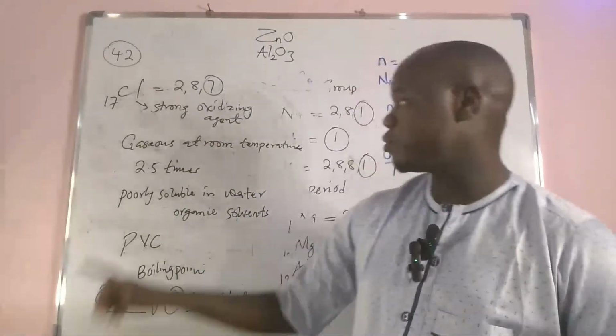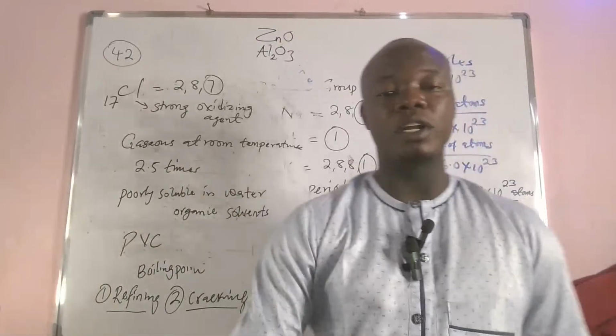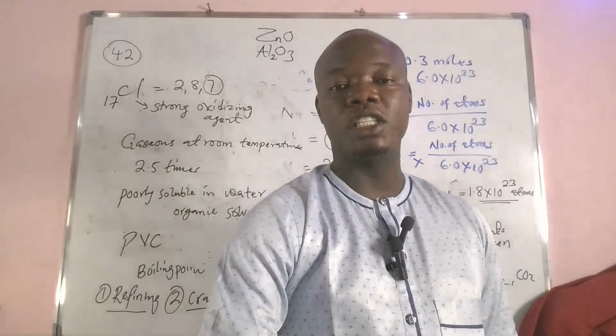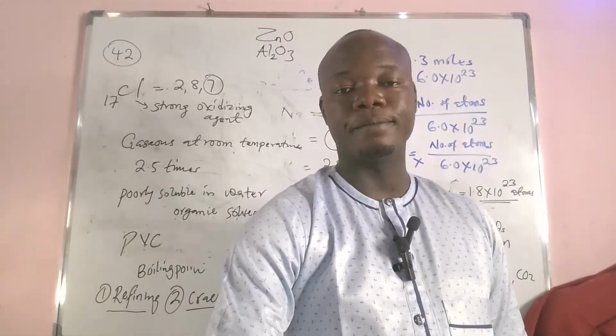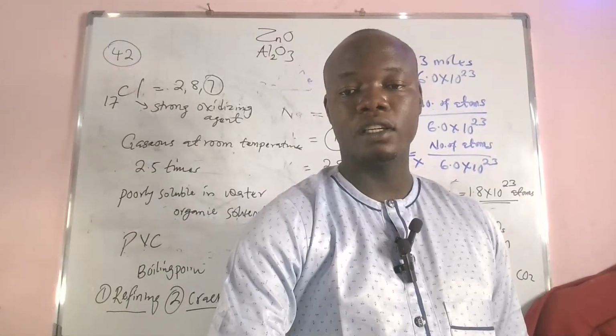Since we say that it is gaseous at room temperature, and one of the options says it is a liquid at room temperature, this is not correct. So which of the following is not a property of chlorine? Option C is not a property of chlorine, because chlorine is a gas at room temperature.